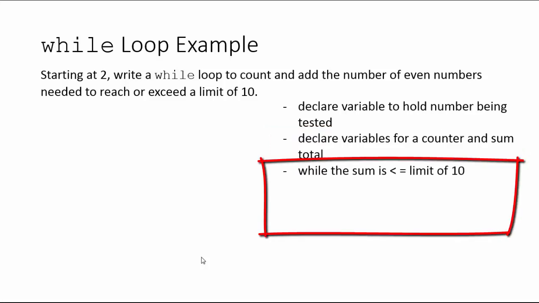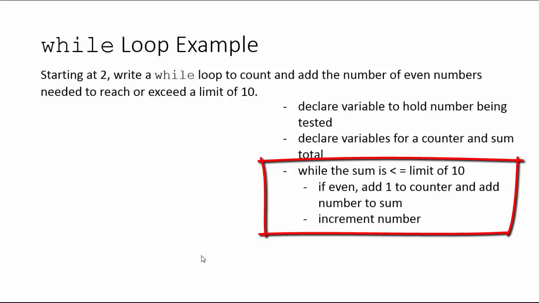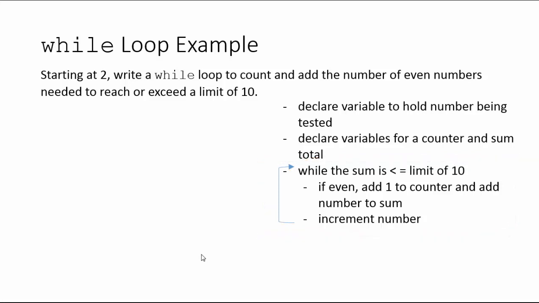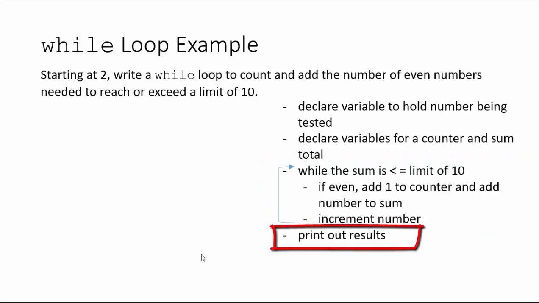We will loop while the sum is less than or equal to the limit of 10. If the sum is less than 10, we will test to see if the number is even. If it is, we're going to add 1 to the counter and then add that number to sum. We're going to increment number to the next number to be tested, and then we will go up to our condition to test to see if we want to execute that code again. As soon as sum has reached the limit, we will print out our results.